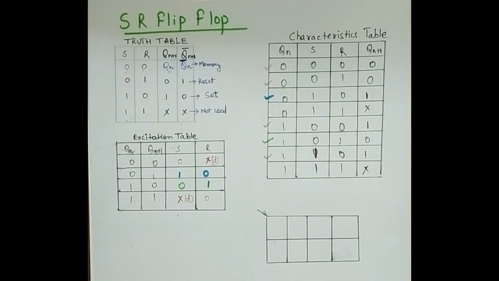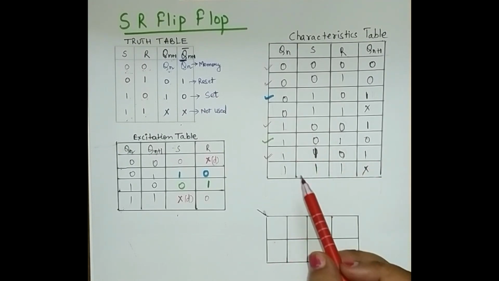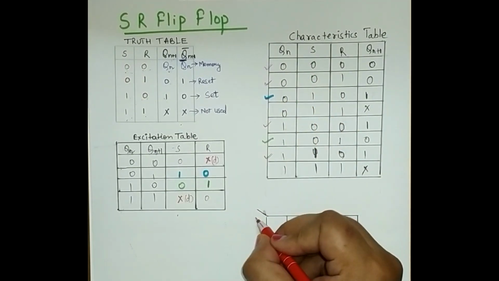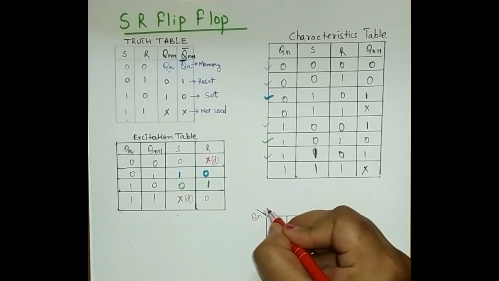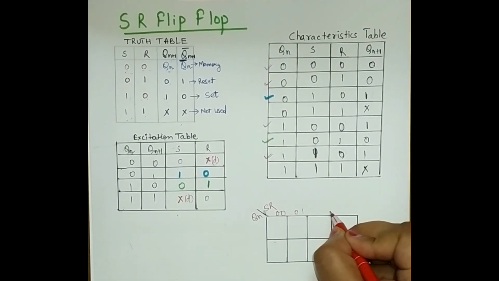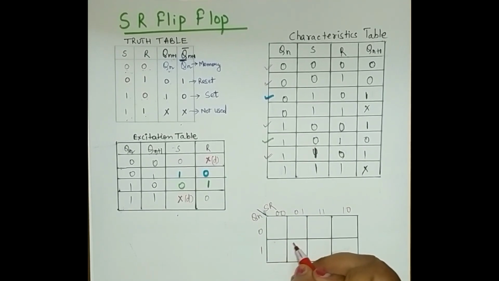So now we will derive the next important thing, which is known as the characteristics equation. So this will be derived by making a K map, and for that we will consider the characteristics table. So we have input Qn, then we have S, and then we have R. So this is the K map, so we will take Qn here and S and R over here. Okay, so 00, 01, 11, 10, and here it will be 0 and 1. Okay, so I hope you remember what is a K map and how we reduce a K map.